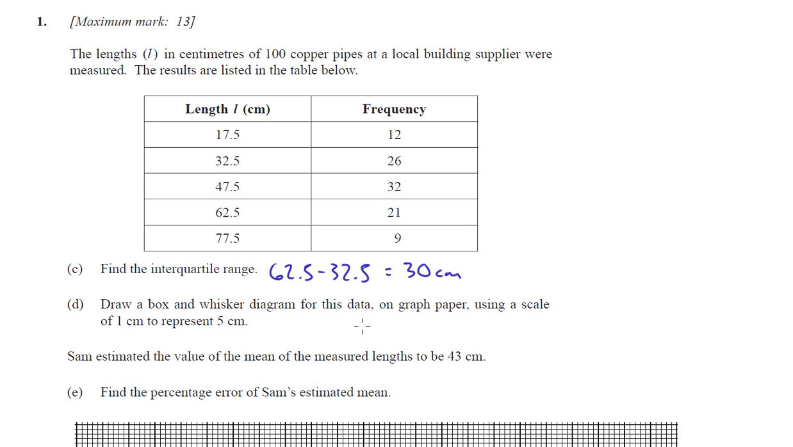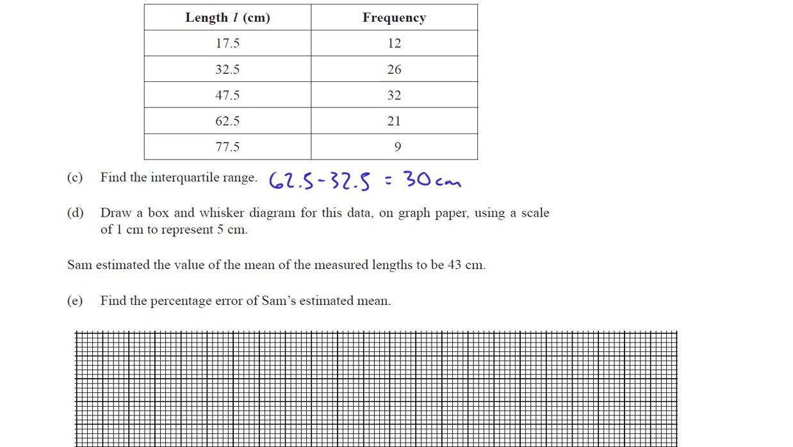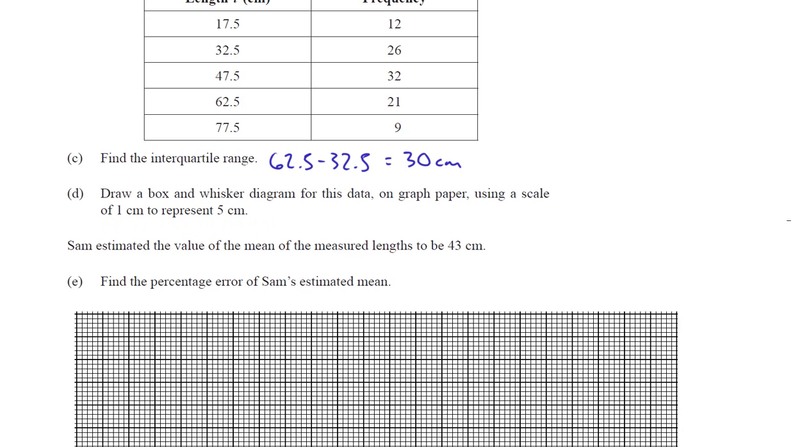Draw a box and whisker diagram for this data on graph paper using a scale of 1 centimeter to represent 5 centimeters. I've got us a graph here. This should look similar to what you'll have on your IB test. On your paper, all these dark lines are a centimeter, so we want each one of those to be 5 centimeters, like 5, 10, 15, 20.